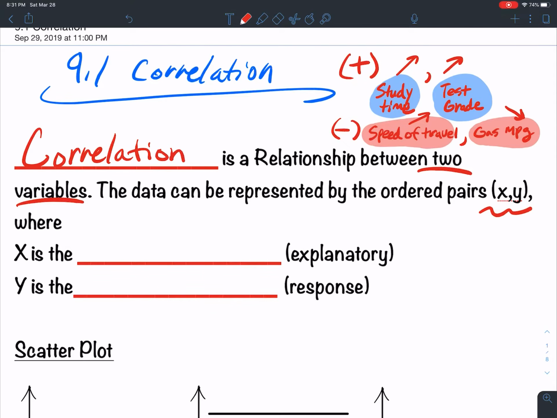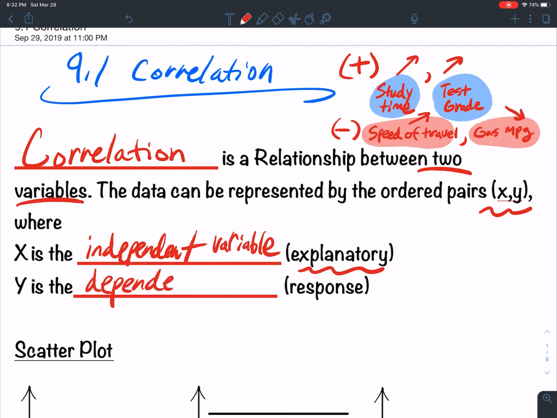So like in algebra, when you plot a point, X is your independent variable. This is the explanatory, the explained, and Y is dependent. It's dependent on what you plug in, X. This is the response. Okay, the response.